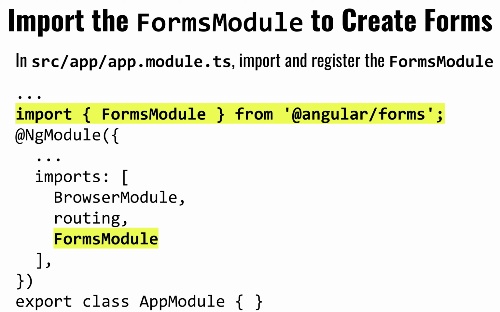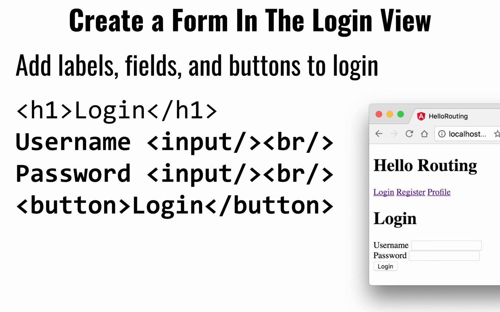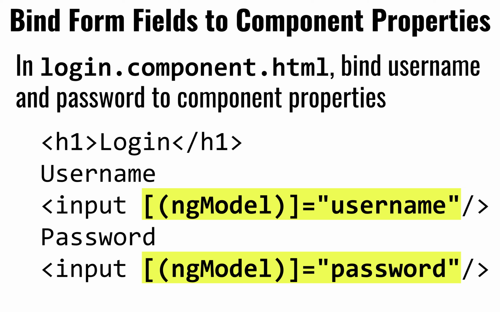So let's add the forms module because it's not loaded originally. And in the login, declare two input fields like this, username and password, with a button. And then let's bind the form elements to a username variable and a password variable, so that they're bound now to class variables username and password in the login component.